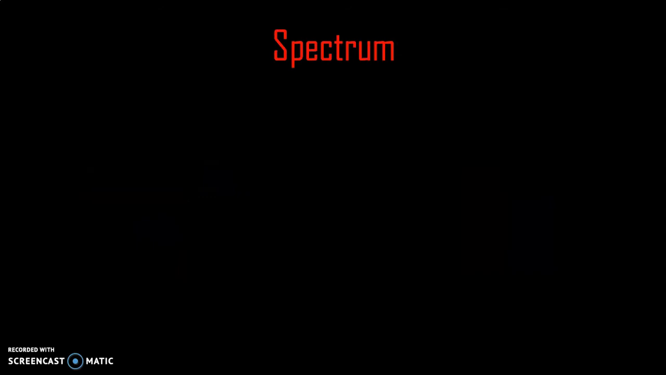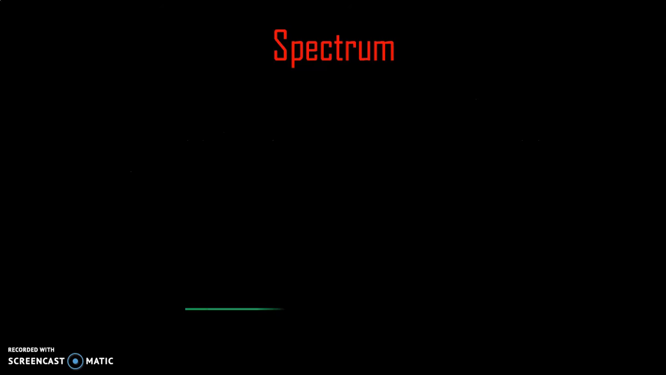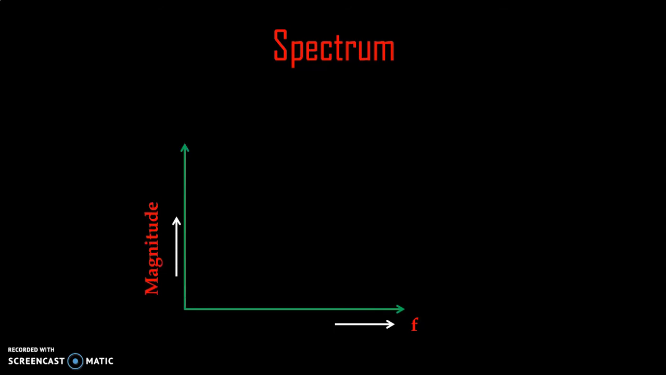Then we have spectrum. Normally, in case of a signal or waveform, the magnitude of the signal or the waveform is dependent on the time. While in case of spectrum, the magnitude of signal is plotted against the frequency. Then it is known as a spectrum. We have frequency on the x-axis and magnitude we have taken on the y-axis. For different frequency, the magnitude of the signal is plotted.